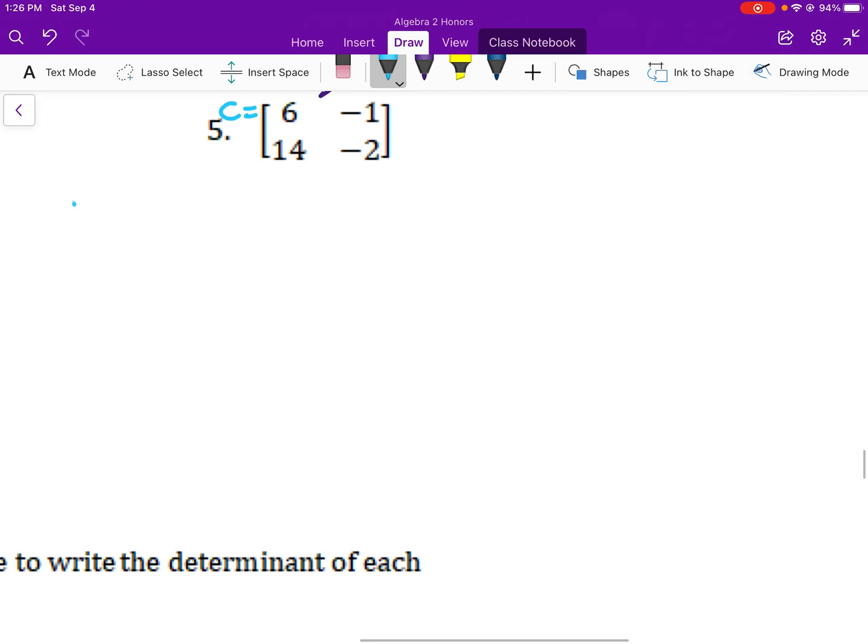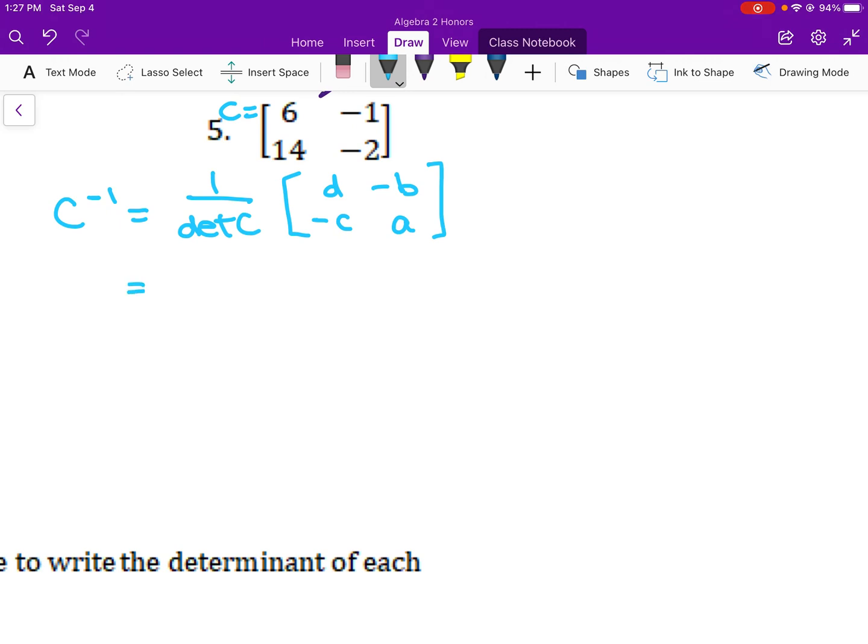Okay, number 5, let's call this matrix C, and we know we're finding the inverse of C. Our formula is 1 over the determinant of C times the switch around matrix. There should be a name for this. Anyway, D, negative C, negative B, and A. For the determinant here, I'm taking 1 over 6 times negative 2, which is negative 12, minus 14 times negative 1, which is going to become plus 14. And then interchanging my values, I have negative 2 here, negative 14, positive 1, 6.